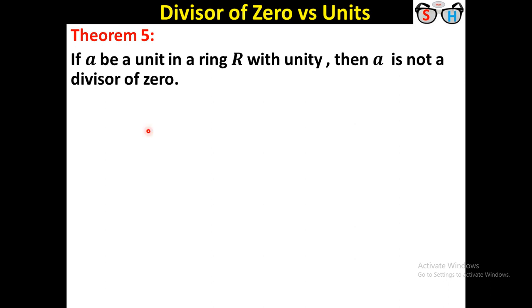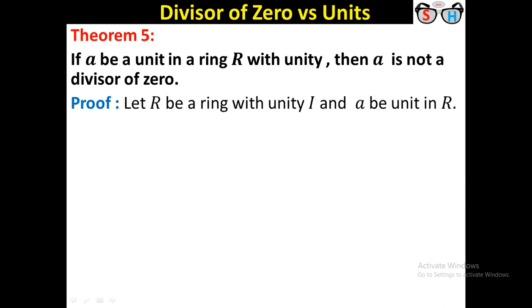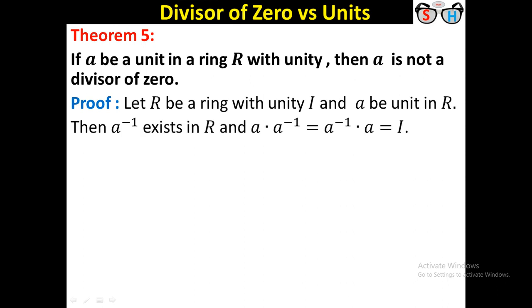But when you see that an element is a divisor of 0, you can conclude that A is not a unit. This is the contrapositive of that theorem. I give it in a corollary. However, now I give the proof of the above theorem. If A is a unit in a ring with unity, then A is not a divisor of 0. Proof: let R be a ring with unity and A be a unit in R. Since A is a unit in R, therefore A has a multiplicative inverse. Then A inverse exists in R, and A dot A inverse equal to A inverse dot A is unity, that is I.